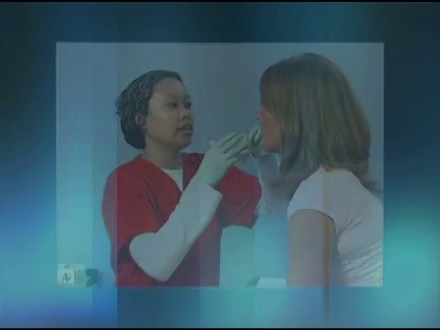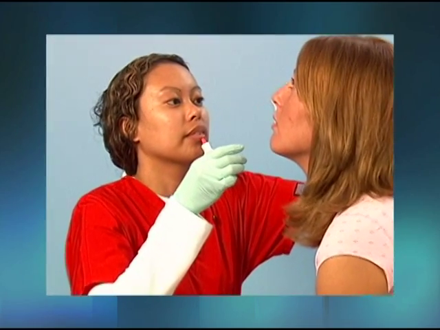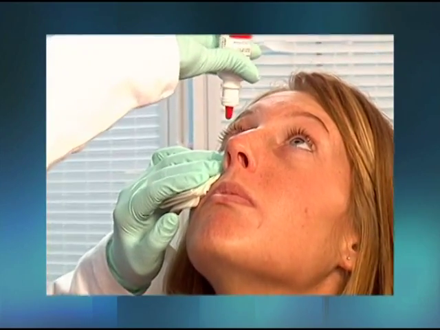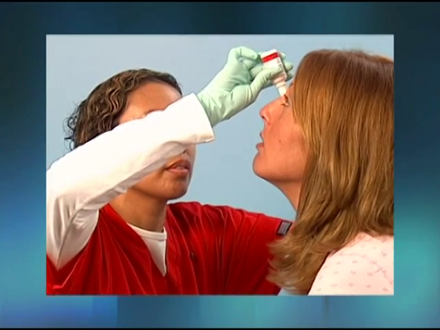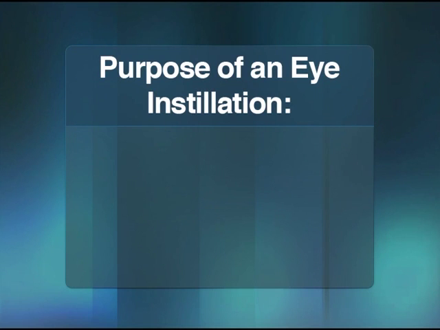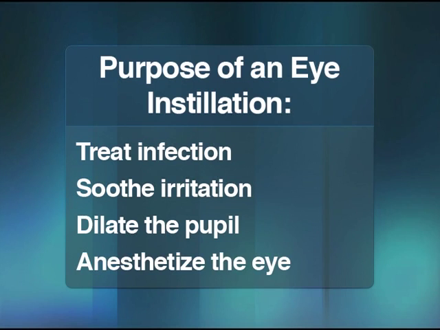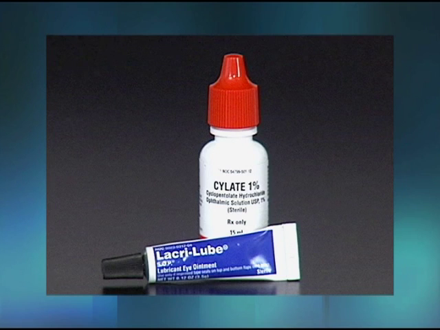The physician may ask the medical assistant to instill a liquid or ointment into the eye. An eye instillation involves the dropping of a liquid into the lower conjunctival sac of the eye. It may be performed to treat infection, soothe irritation, dilate the pupil, or anesthetize the eye during examination or treatment. Medication for the eye may come in the form of ophthalmic eye drops or ointment.